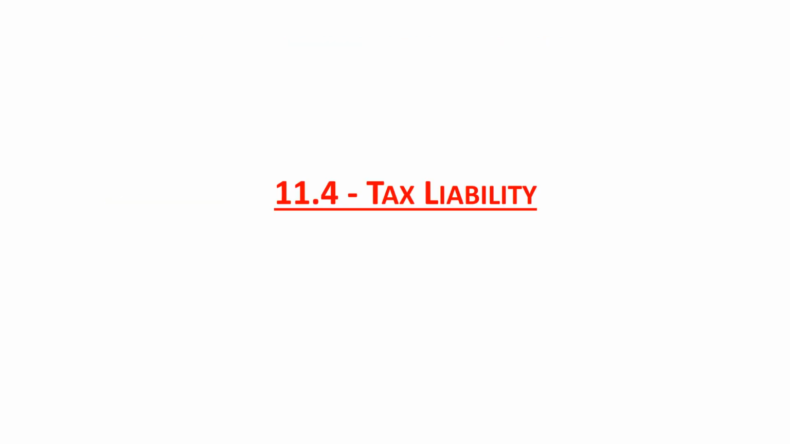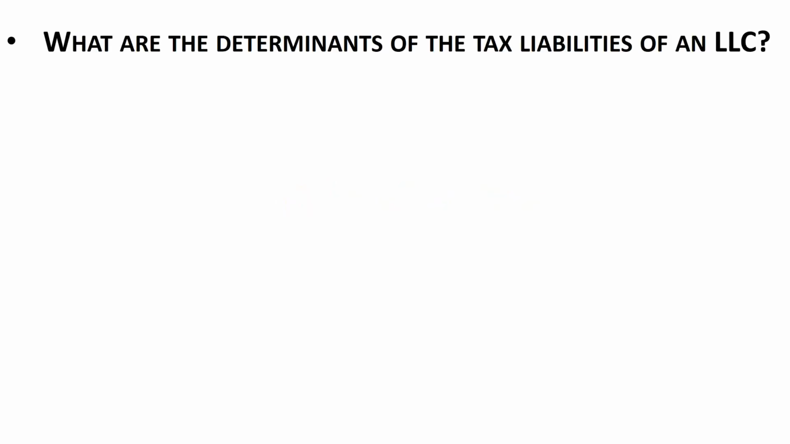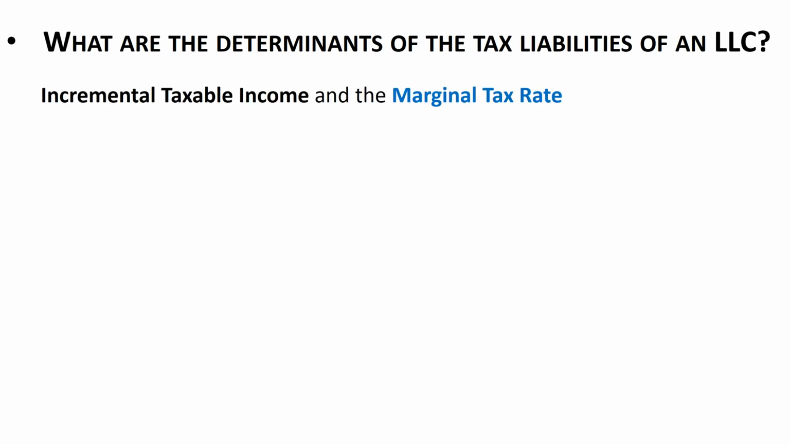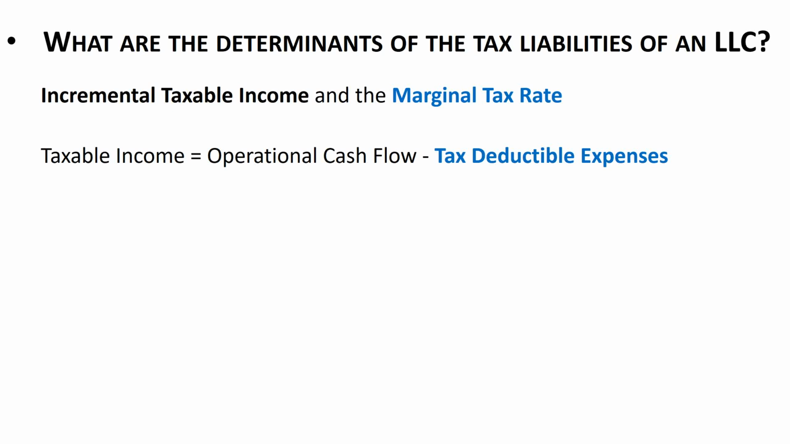Okay, let's come to tax liability. What are the determinants of the tax liabilities of an LLC? So now you need to pay taxes as an LLC. What determines it? Two things. First is taxable income, your incremental taxable income, and the marginal tax rate. Taxable income is your operational cash flow minus some tax deductible expenses.